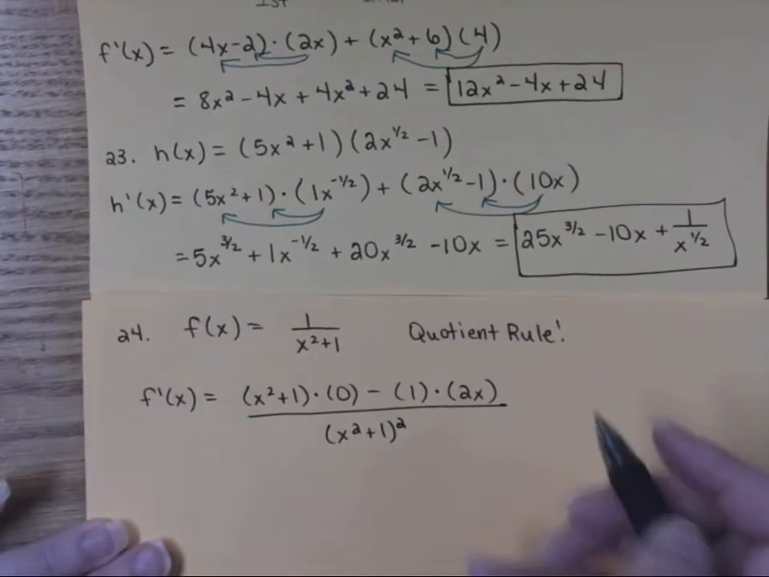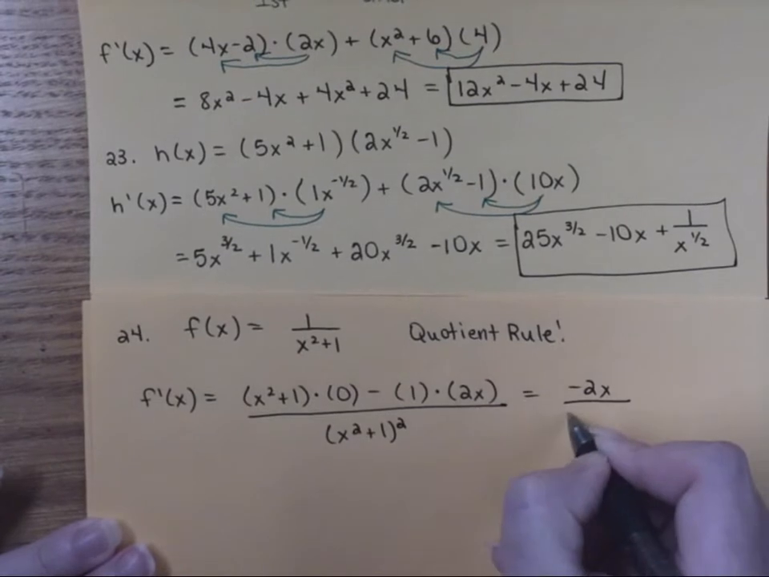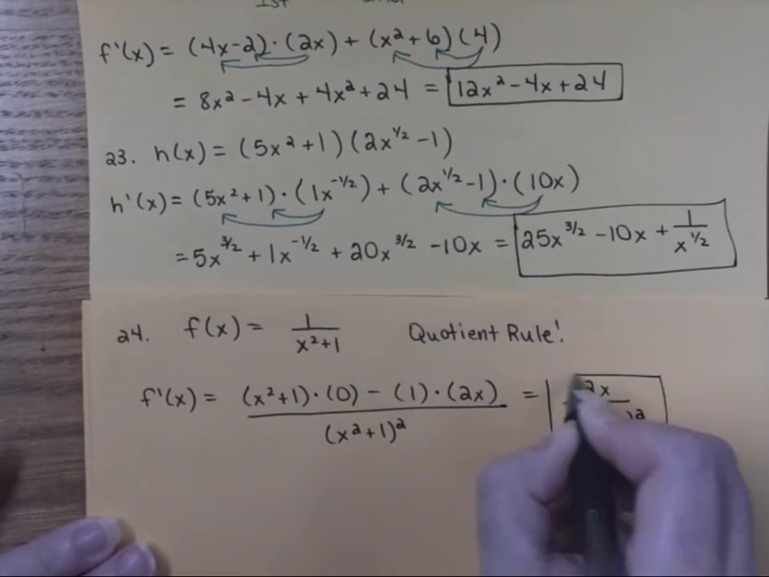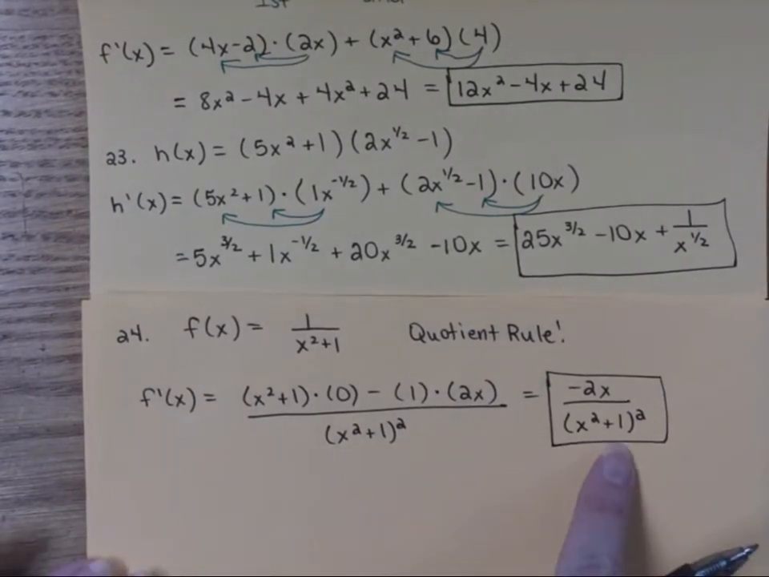So notice I get a bunch of cancellations here, right? So I just end up getting negative 2x over x squared plus 1 squared. Okay, and that's it. That's all I can do. Can't cancel anything out. I've got to leave the bottom alone for the most part.